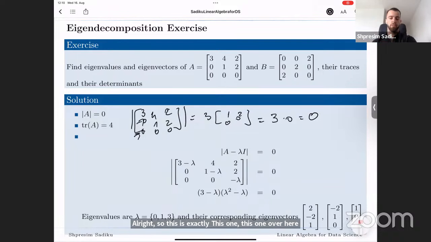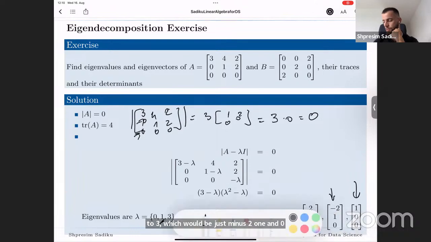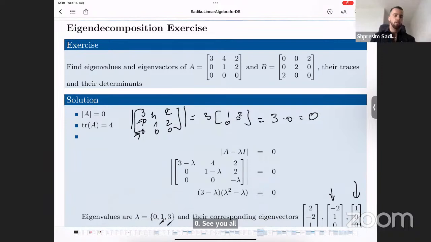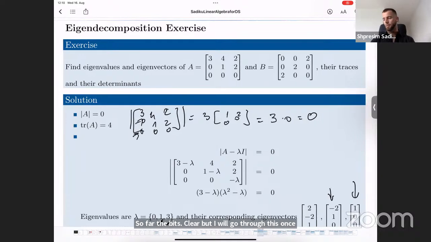In a similar fashion, we would also find the eigenvectors for the other eigenvalues, which would be just minus 2, 1, and 0. And 1, 0, 0. All right, so I hope this computation of eigenvalues and eigenvectors is so far a bit clear, but I will go through this once again. And we will also see in the coding part that we can ask Python to do this automatically for us.